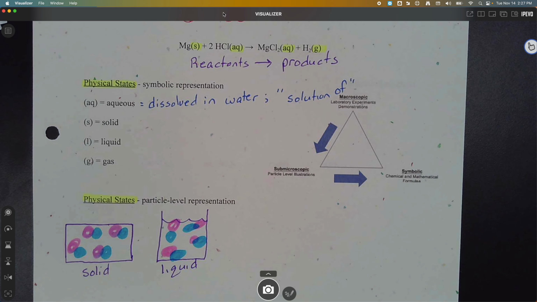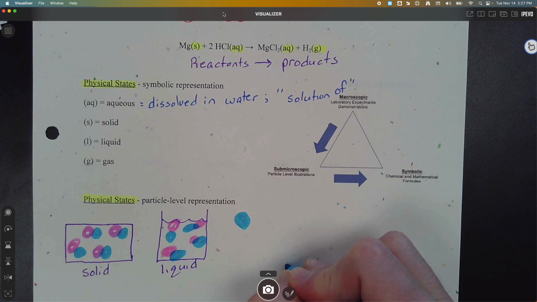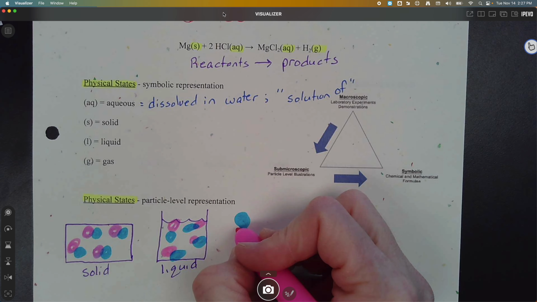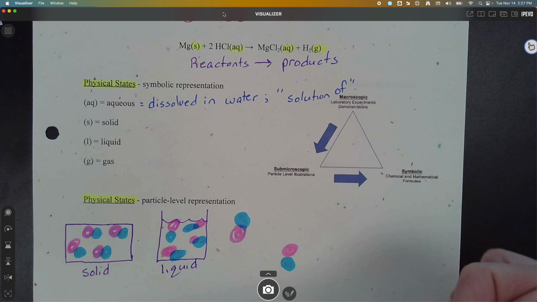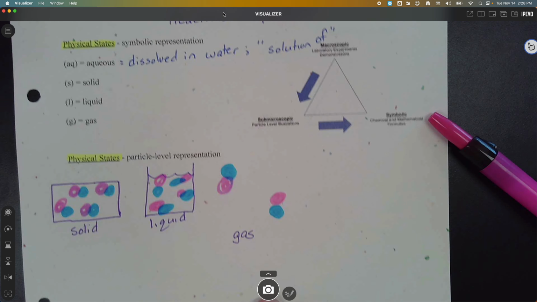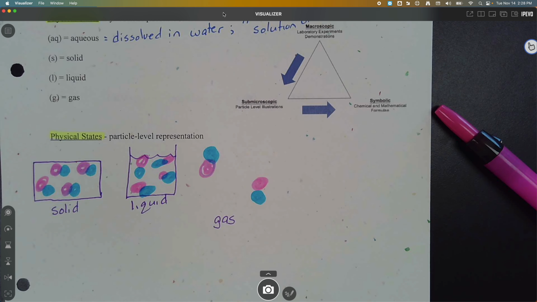Okay, pink blue could be a gas. If it's a gas, we know it's going to be just kind of scattered everywhere. The particles are going to be very far apart, unlike the solid state and the liquid state. Gas particles are really, really far apart. Solids and liquids have pretty similar densities. Gases have a substantially smaller density.